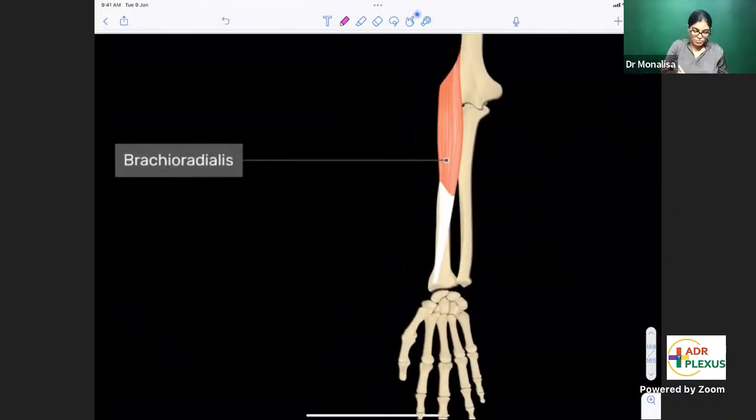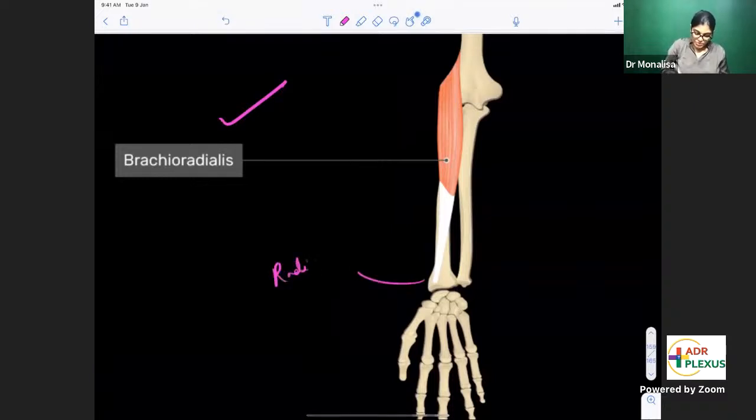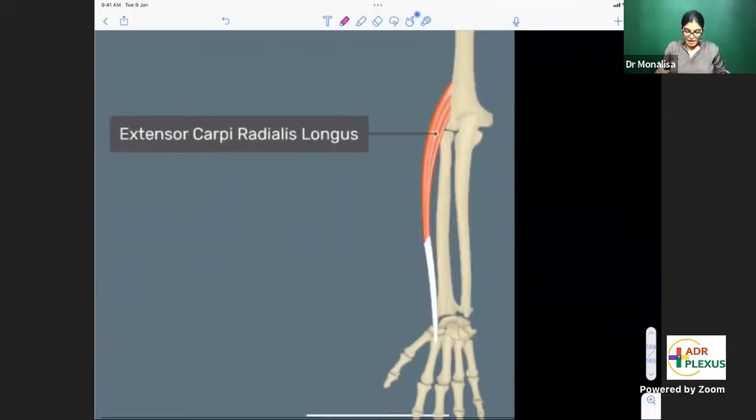clear. So see here, when I'm talking about brachioradialis, it is inserting just above the radial styloid process. When I'm talking about extensor carpi radialis longus, it is inserting at the base of the second metacarpal bone. So only this is the right answer.